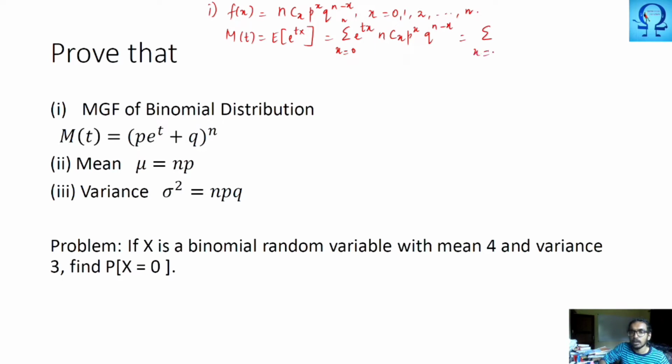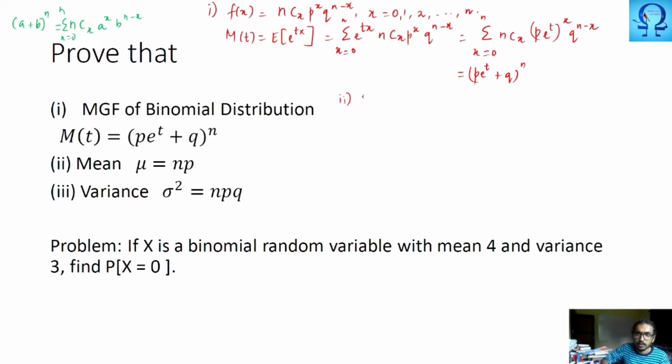And now what you can do is, this nCx, let it be here, and p to the power x e to the power t whole power x, we can write in that fashion as well. So (p e to the power t) whole power x and q to the power n minus x. And if you recall from the standard binomial expansion, (a plus b) whole power n is simply summation x runs from 0 to n nCx a to the power x b to the power n minus x. If we make use of this, what we get is (p e to the power t plus q) whole power n. So this is the MGF of binomial distribution.